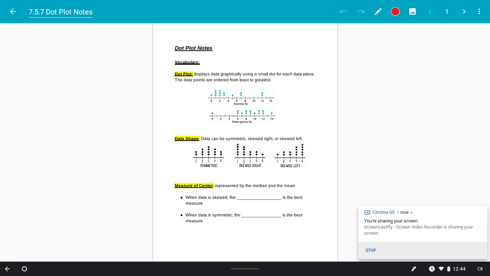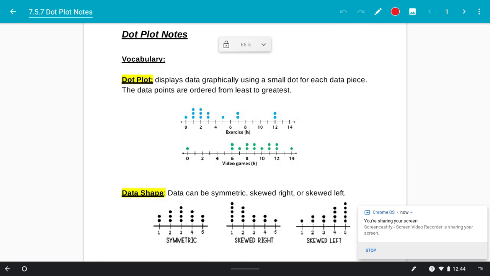Today we're going to be talking about dot plots. So once again, we should understand what that means. Dot plots are a way to display data graphically by using a small dot for each piece of data. The data points are ordered from least to greatest.